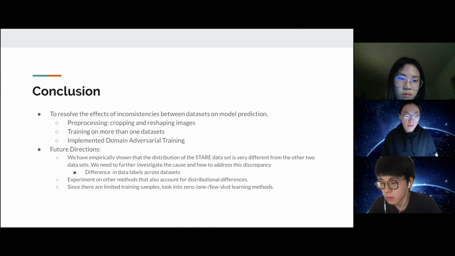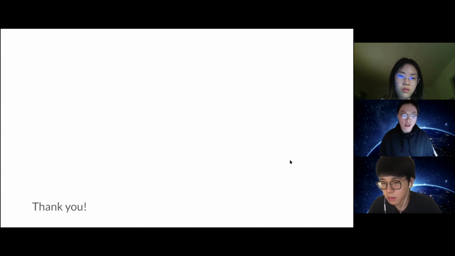So far, we empirically showed that the distribution of the STARE dataset is very different from the other 2. So we would like to further investigate the cause of this discrepancy and address this difference. We also noticed the difference in labels due to the physicians' different styles, and we would like to study how to work around it. We would also like to experiment on other methods that account for distributional difference. Lastly, since there are limited training samples, we would love to look into learning methods such as one-shot learning.